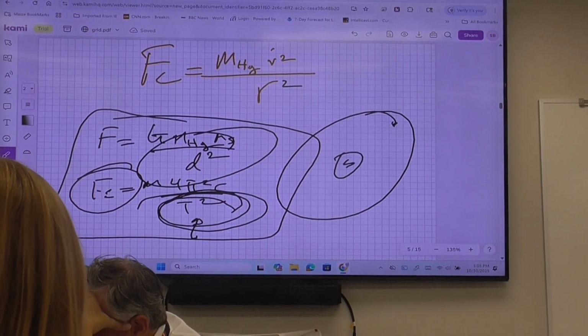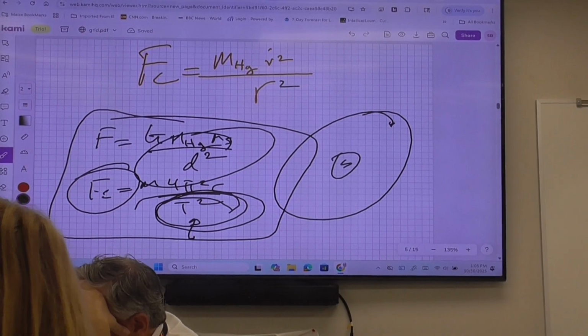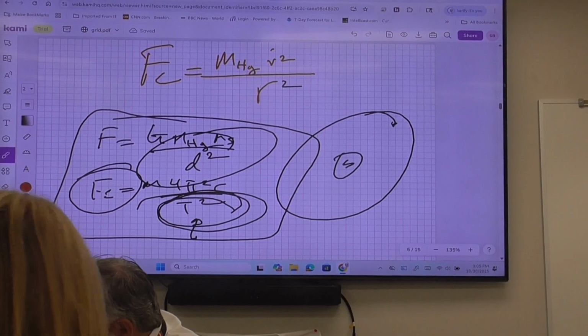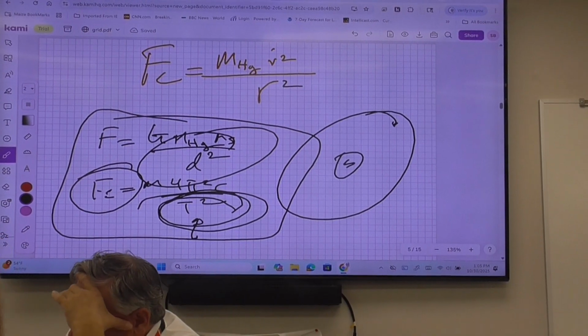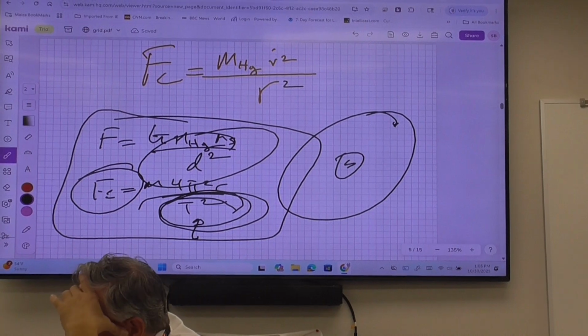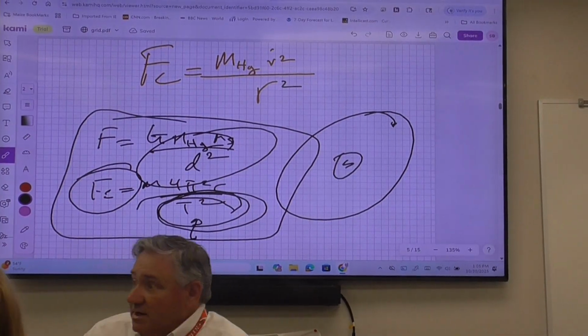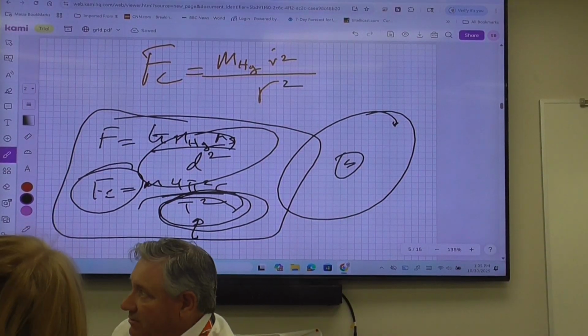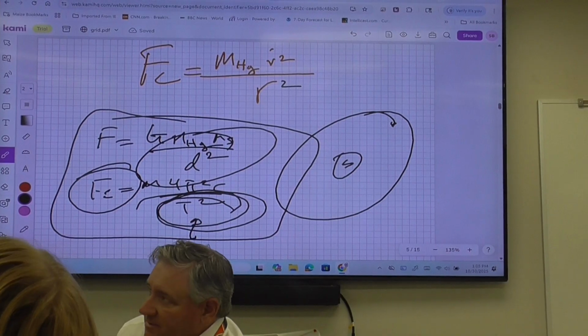So if this had been, let's say, only... Is the gravitational force constant? No. Trying to swing the boat around in circles, it's not going to happen. Right? That's why they have to do the same.